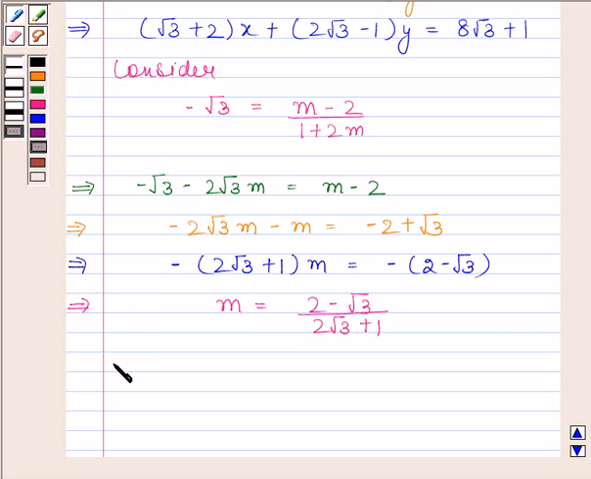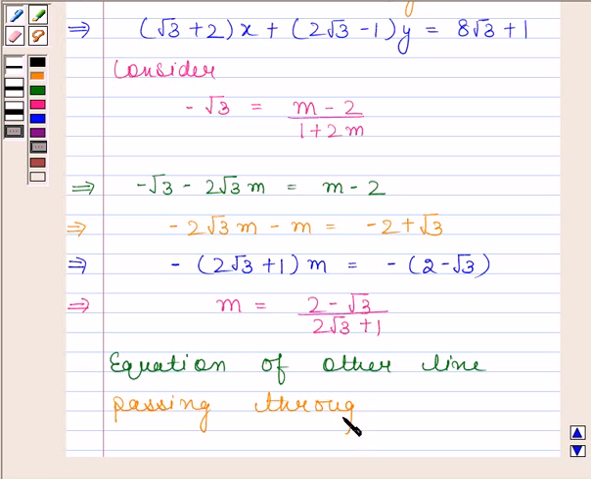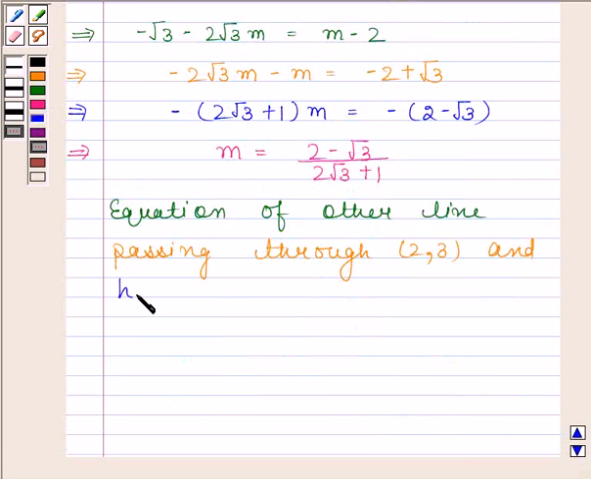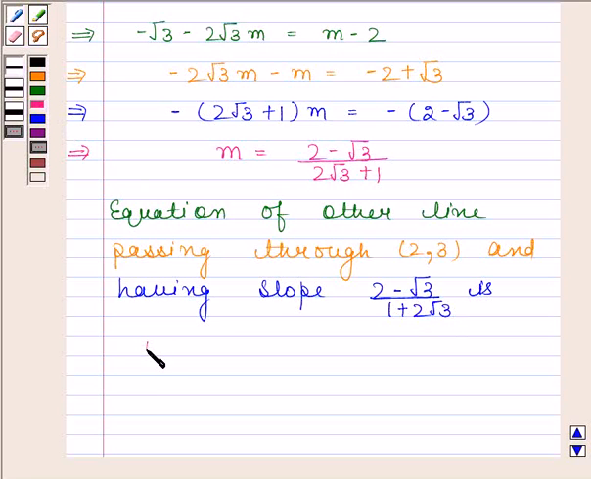So, the equation of the other line passing through (2, 3) and having slope (2 minus root 3) upon (1 plus 2 root 3) is y minus 3 is equal to (2 minus root 3) upon (1 plus 2 root 3) into (x minus 2).